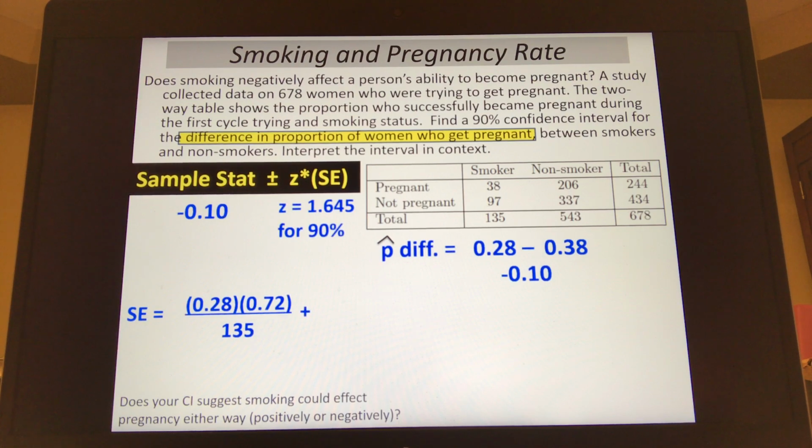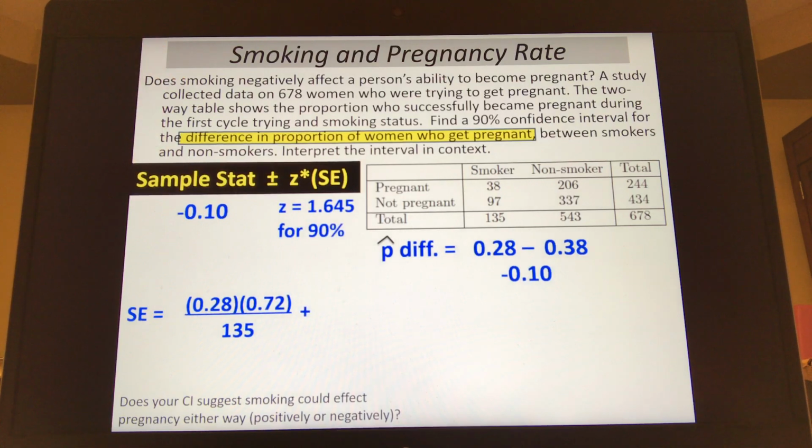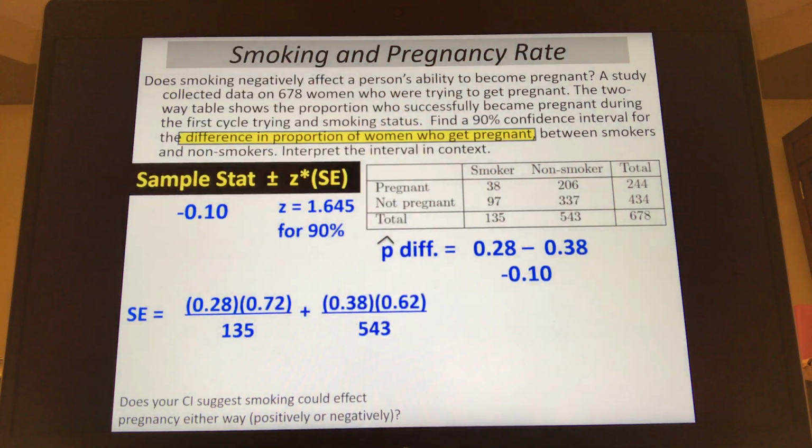If I was in class, I'd call on people and say, well, you get 28% of the smokers got pregnant. What percent didn't get pregnant? 72%. And then I'd ask, what's the sample size, the other sample size? Well, the other group sample size is those 543 people. Do your calculations, take your square root. You get a very small standard error, really small numbers.